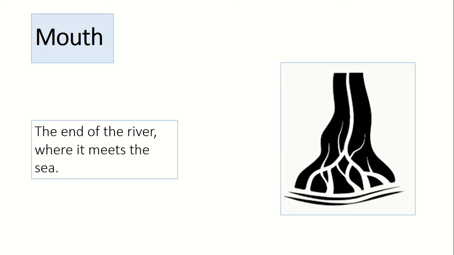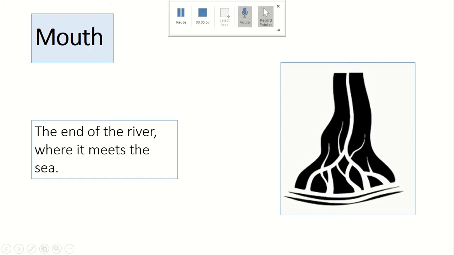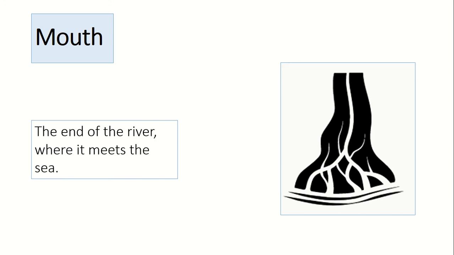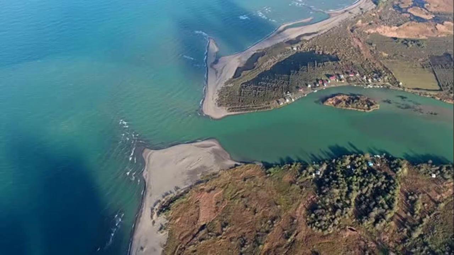At the end of the river is something called the mouth. Okay, so the mouth is the end of the river where it meets the sea. And in reality, this is what that would look like. So you can see from right to left, the river is flowing into the sea. And so the river will always have a source and it will always have a mouth as well.